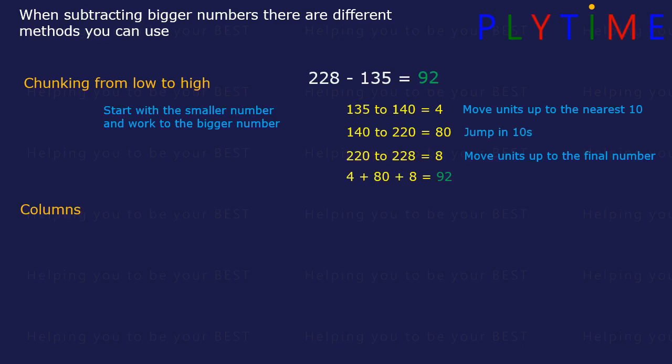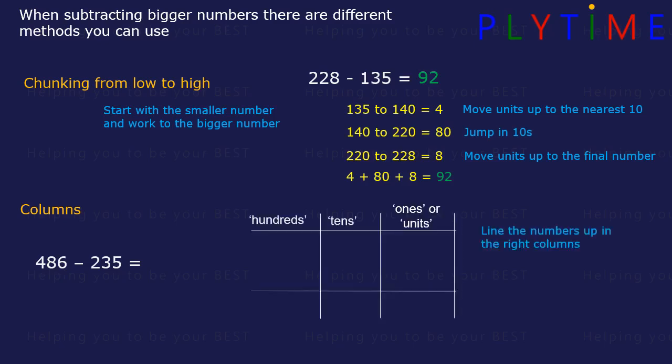Or we can do it in columns. 486 minus 235. Line the numbers up in the right columns. 486 minus 235. Start in our columns. 6 minus 5 equals 1. Then 8 minus 3 equals 5. Then 4 minus 2 equals 2. We have a total of 251.